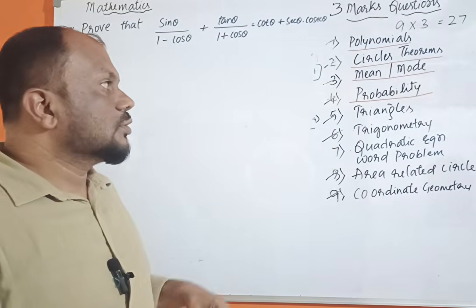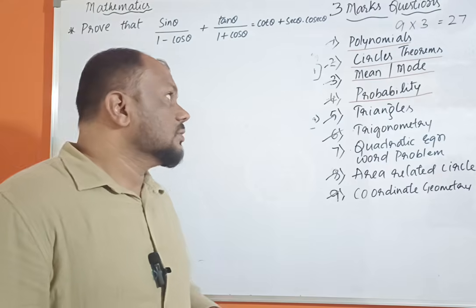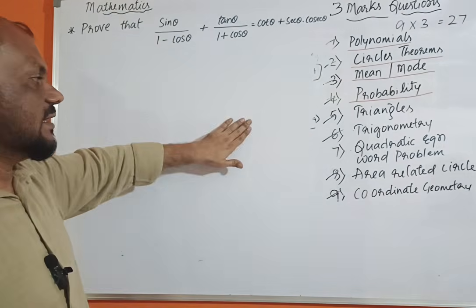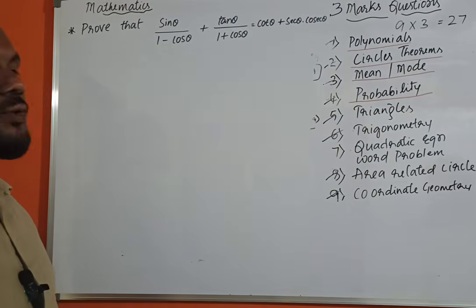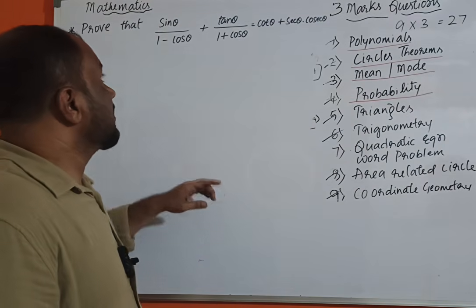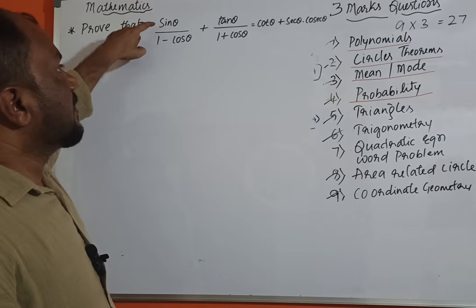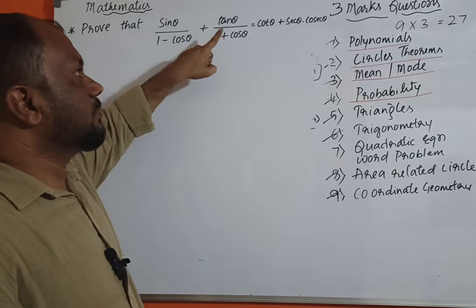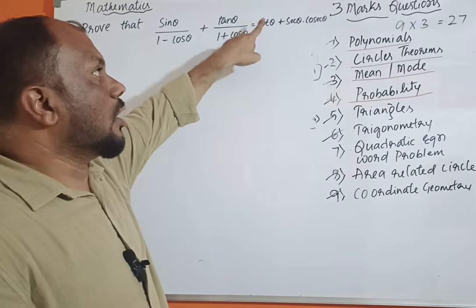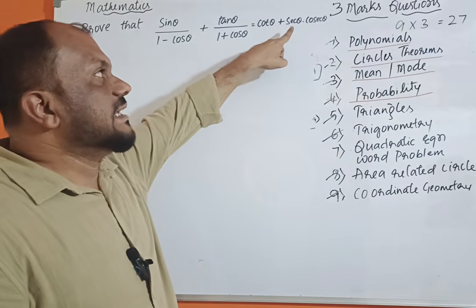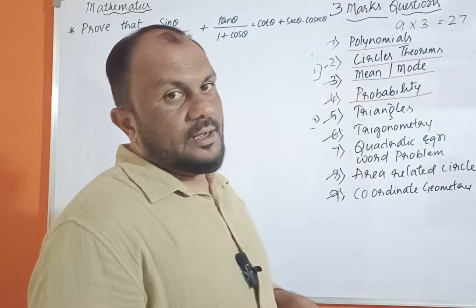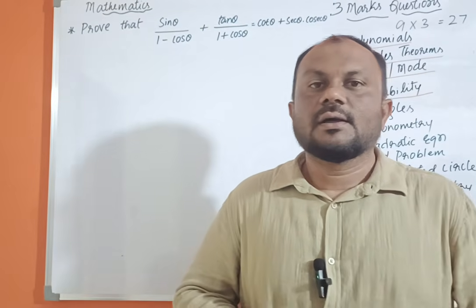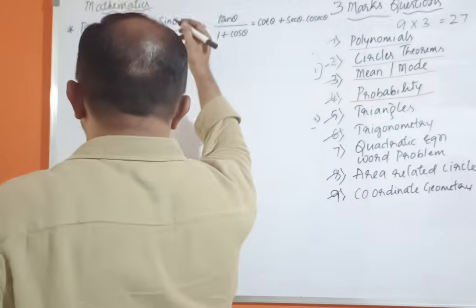So we will solve one more trigonometric sum. We need to prove that the left-hand side is equal to what? The right-hand side. LHS is equal to RHS. So the question is given: sin theta divided by 1 minus cos theta plus tan theta by 1 plus cos theta is equal to cot theta plus secant theta into cosecant theta. This is what we need to prove. So let us start this one also from the LHS.